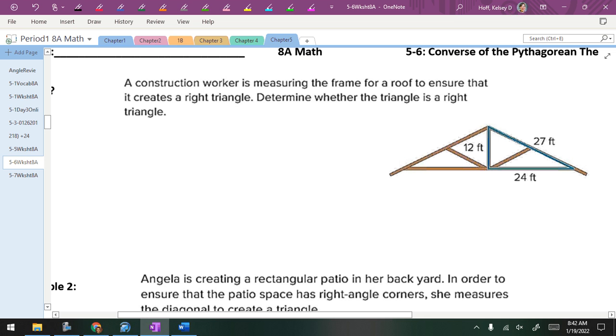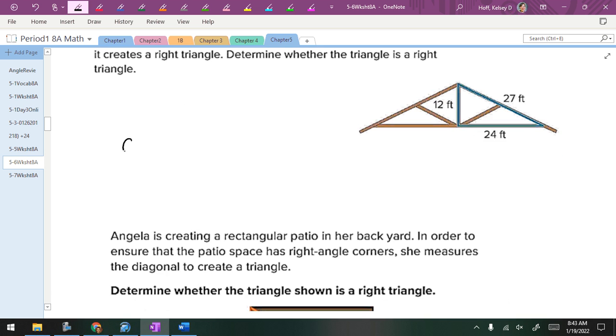Make sure you determine which one's A, which one's B, which one's C. Although the C is going to be the longest one. Which one is the longest one? 27.